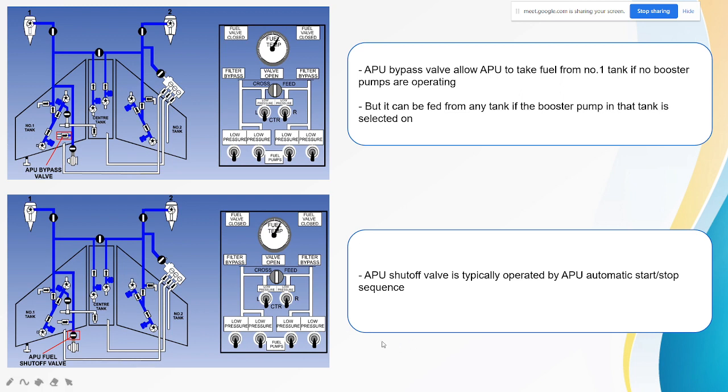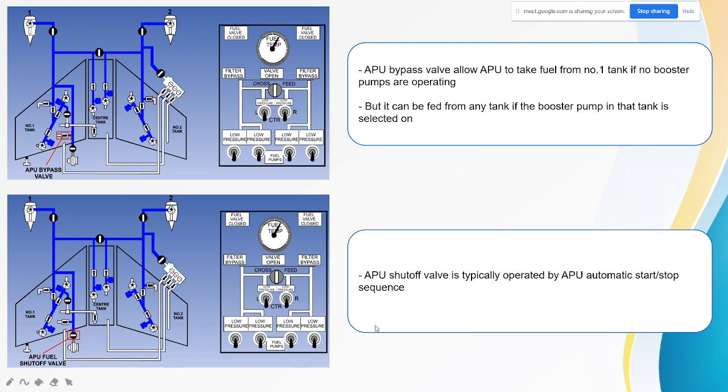So again, in the system, there is a component that is called the APU bypass valve that is installed at the line of number 1 tank. It is installed to allow the APU to take fuel from number 1 tank if no booster pumps are operating. But the APU can also take fuel from any tank if the booster pumps of the tank are switched on or selected.